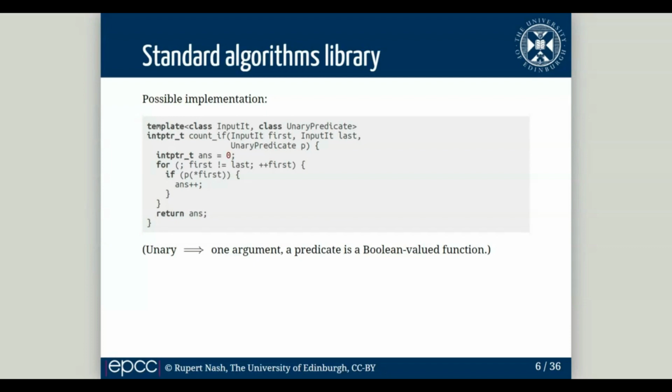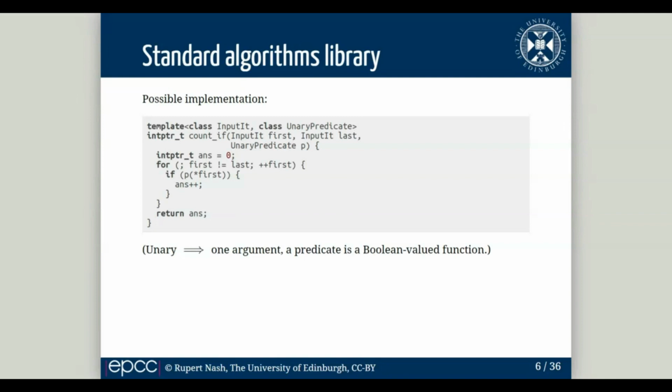So here we have a possible implementation of COUNTIF. We're again using templates, and we've changed to using class instead of typename to specify our type for our input iterator, and we have another one which is some unary predicate. Unary means one argument, returning a boolean value. So this is a function that returns a boolean and only takes one argument.